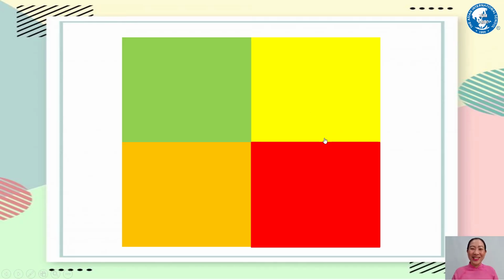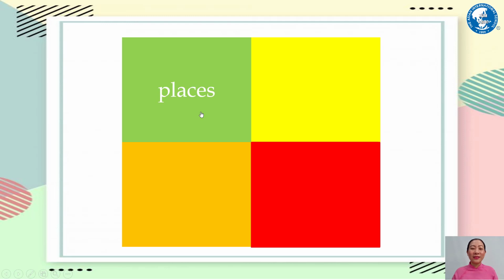What is the secret? Do you know it? Yes? Okay, so everyone look at this. We have four squares, and behind the four squares, there are four presents. Try to answer my questions correctly.